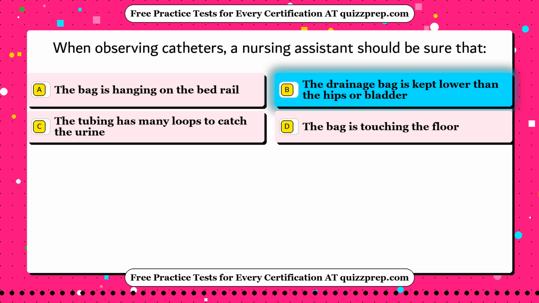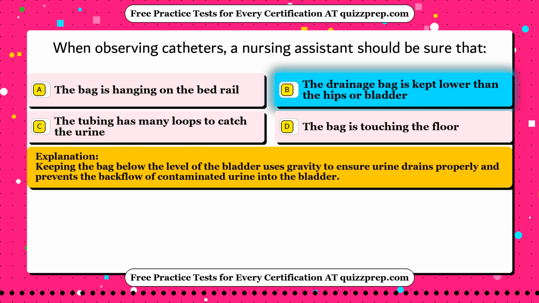The correct answer is option B. The drainage bag is kept lower than the hips or bladder. Keeping the bag below the level of the bladder uses gravity to ensure urine drains properly and prevents the backflow of contaminated urine into the bladder.